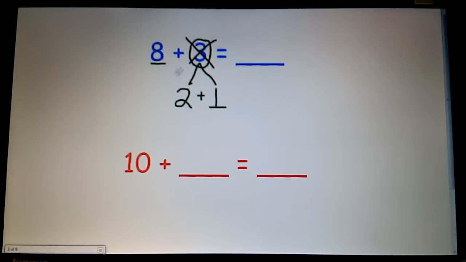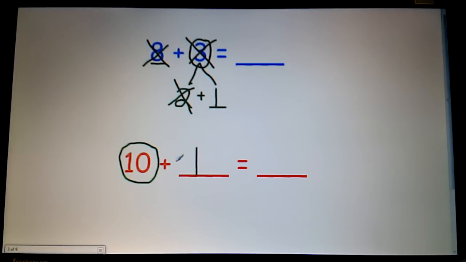The next thing we focus on are the partners to 10. 8 plus 2 more is 10. Right now, this is already filled out for students, but eventually they're going to have to remember to fill this part out themselves. 8 plus 2 is 10, so I can cross these out. The only number that I have left is 1.